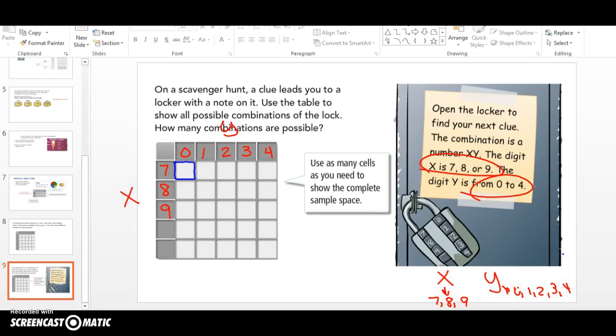Okay, so if the X has to come first, what goes in this box right here? 7, 0, okay? So 7, then 0. What goes in the next box? 8, 0, and the next box? 9, 0. Okay, so go ahead and continue to fill out your box.